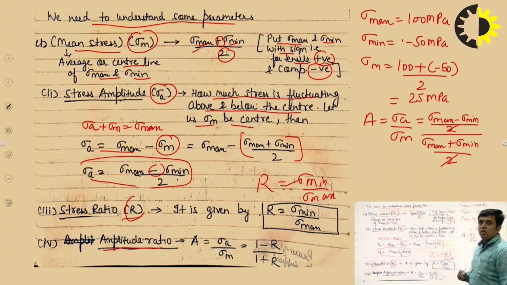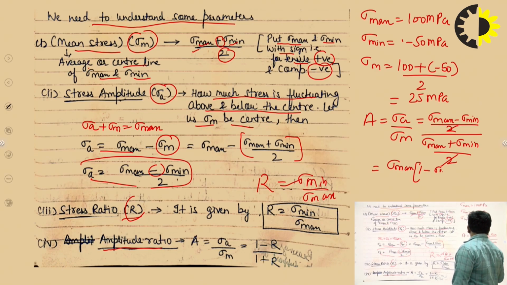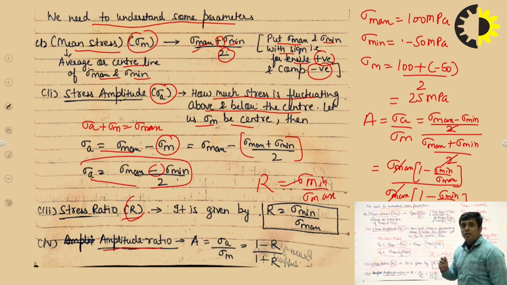If you move further, you can take sigma max common in the numerator and write 1 minus sigma minimum upon sigma maximum. Again in the denominator, if you take sigma maximum common, you can write 1 plus sigma minimum to sigma maximum. These sigma max get cancelled, and we know sigma minimum upon sigma maximum is capital R. So this will be written as 1 minus R upon 1 plus R. So we have written this formula.